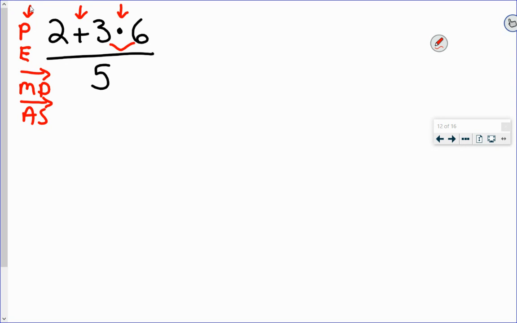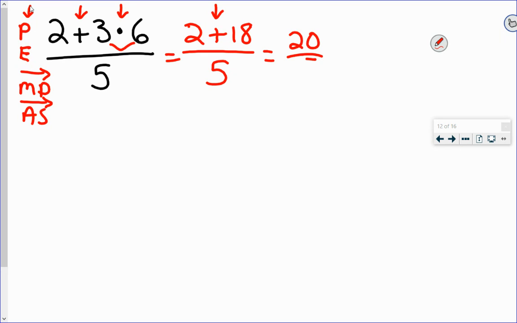So now it's going to be 2 plus 18 over 5. Well, we still aren't down to one number on the top yet. We still have an operation left to do. So we have to do 2 plus 18, which is 20 over 5. Now we have a single number on the top and a single number on the bottom, just like we had on the previous slide. And so 20 divided by 5, or how many 5s make up 20? The answer is 4. So the answer to this problem is 4. All right, let's try the next one.